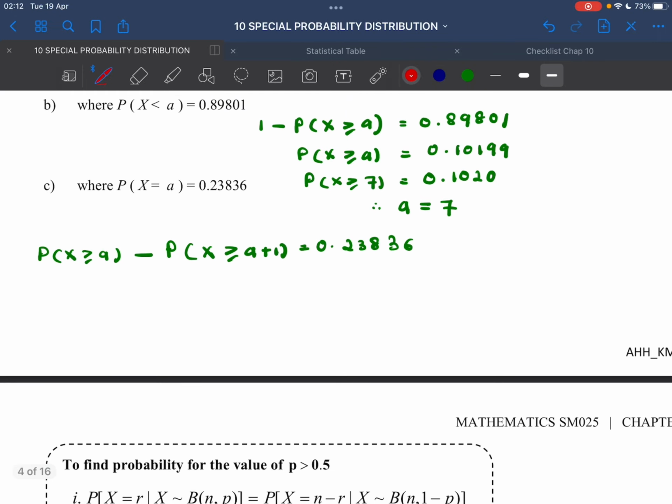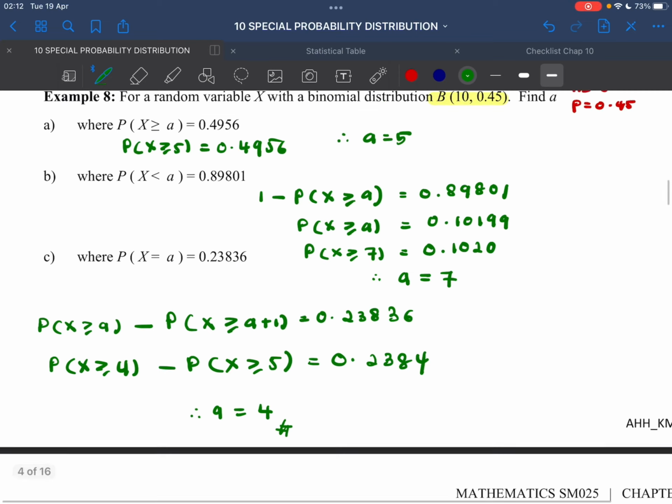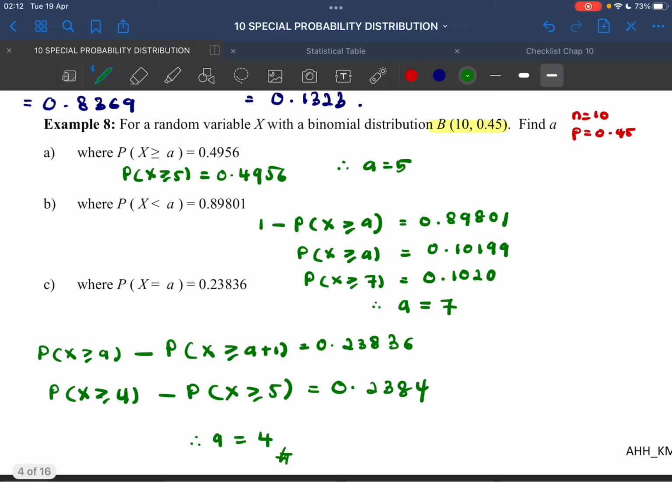Okay, so dekat dengan apa yang kita ada, so we can just conclude that 0.23836 tu dia akan jadi P(X ≥ 4) minus P(X ≥ 5) is equals to 0.2384. So from here you know that your A is equals to 4. Okay, so very simple. That is how we find our probability by using table. But the most important thing that you have to remember that your probability has to be greater and equal.